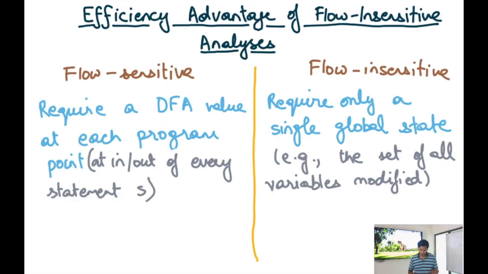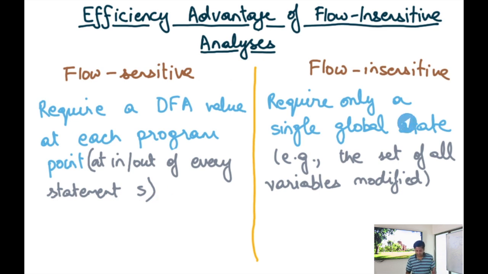So once again, what is the trade-off between flow insensitive and flow sensitive? Well, in a flow sensitive analysis, we require a DFA value at each program point. Because after all, the DFA value can be different at different program points, and we want to capture that. And that's what we have been doing in all our data flow analysis so far. So for example, we would track the DFA value at in and out of every statement S.